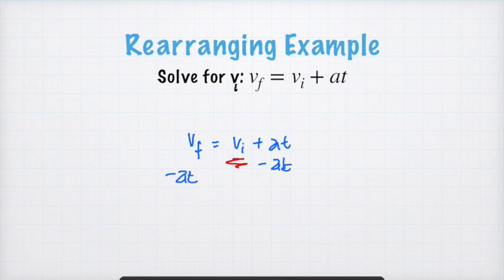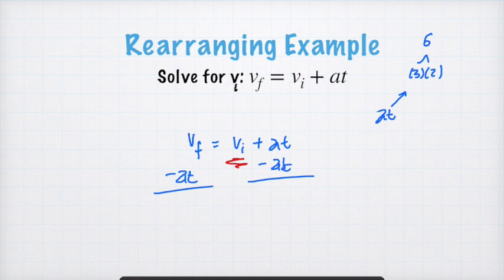And here's why. A times T. So what if instead of A times T, we had 3 times 2? Well, 3 times 2 becomes a 6, and we can just divide by a number, 6, and that's fine. So our A times our T, because they're both numbers, they'll multiply together and become another number. We can just divide by a number and we're happy with that, or we can subtract a number and we're happy with that.